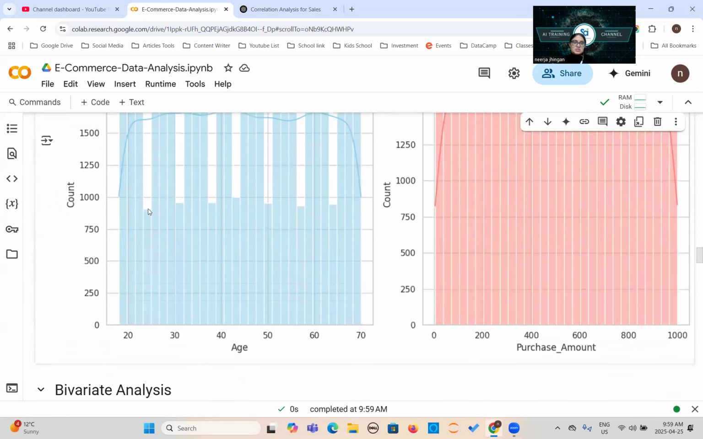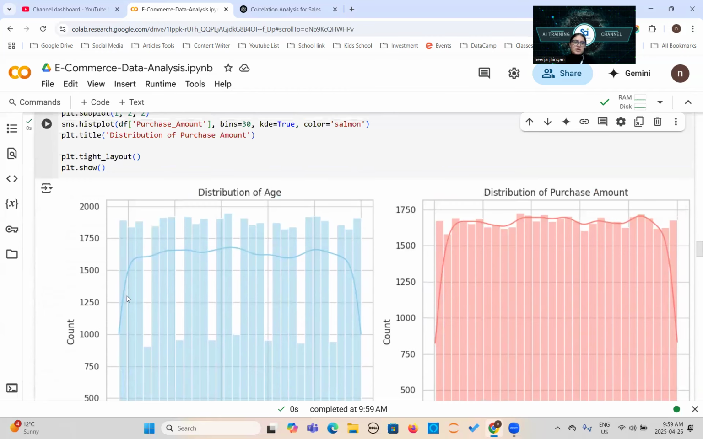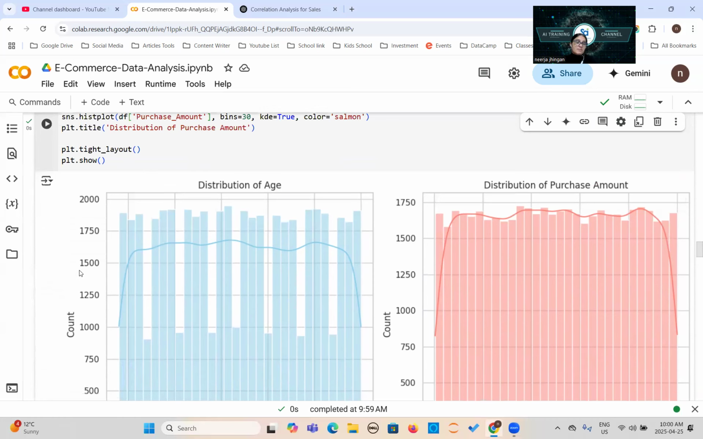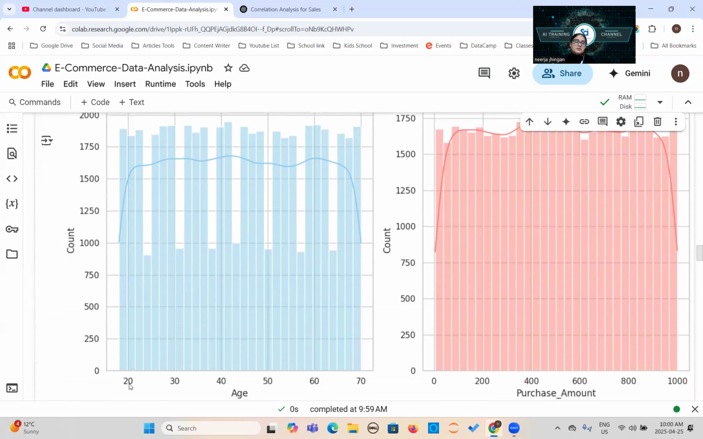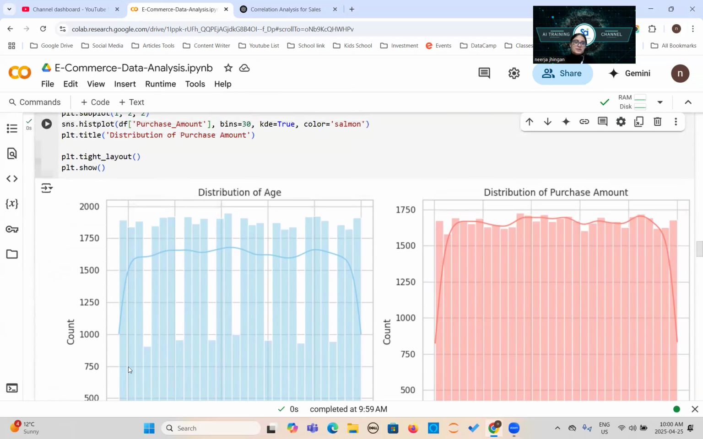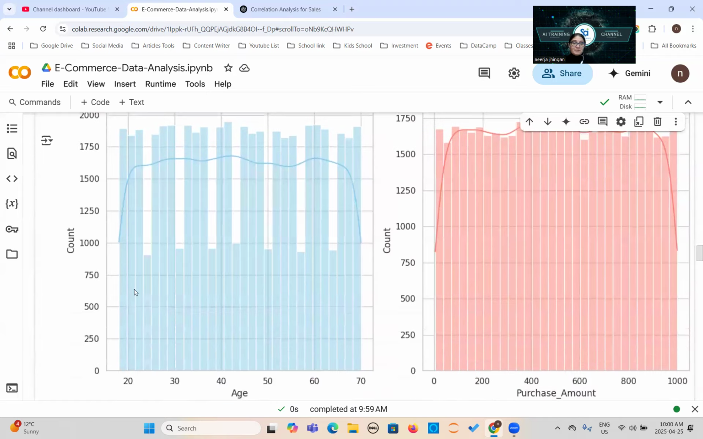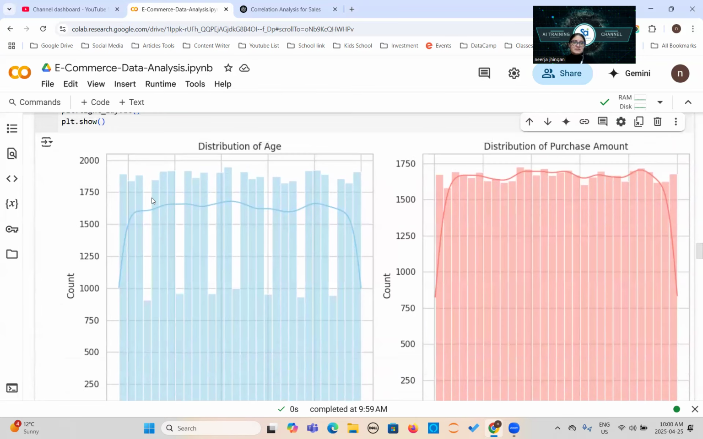Look at this. This is the distribution of age 20 to 70, and this is your histogram plot, and this line is showing you the average distribution of the data. The age group around 20 is doing more transactions, buying more products, its count is above 1750, right? But if you look at 30, this is also there, but if we look at the graph carefully, this seems to be more than all the others, right?